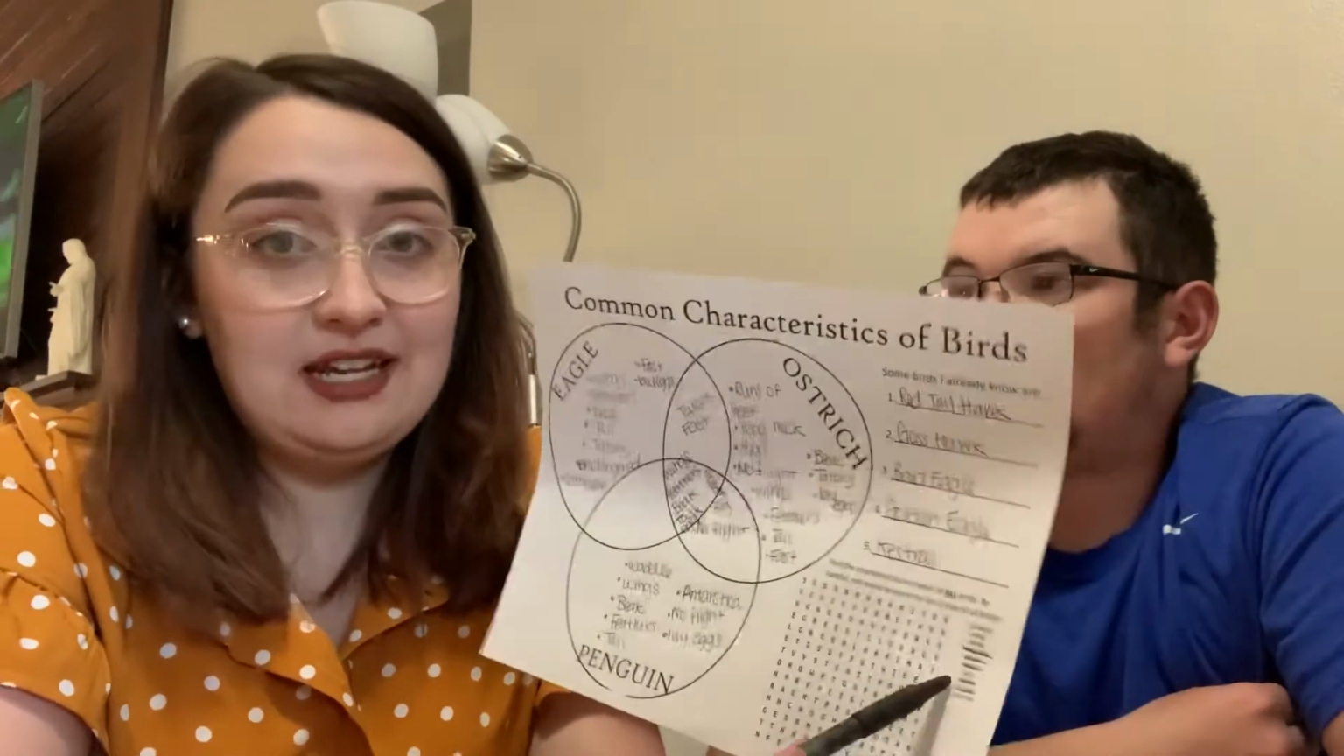So, out of these, he's going to pick which ones are true to all birds using the information that we just went over in our independent and guided practice. So, which of these do every bird have out of the list? They'll have feathers, they'll have wings, they'll have beaks. They all lay eggs, and they all have skeletons. Perfect. So, that concludes our lesson.